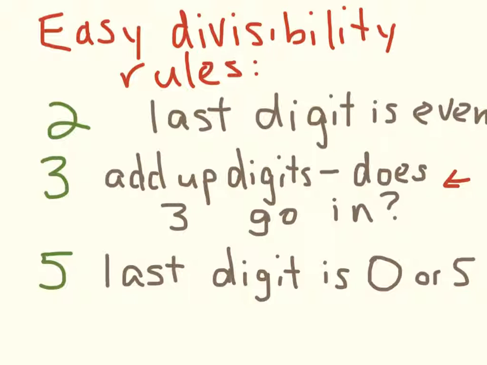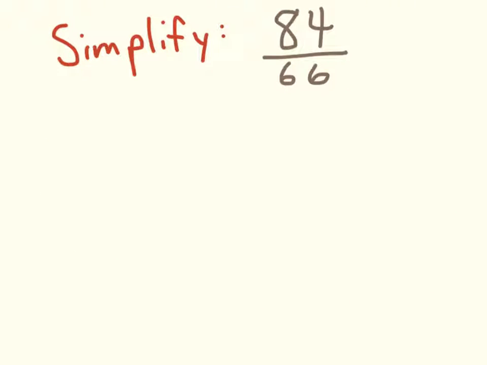So let's see how some of these simple ones, these rules about 2, 3, and 5, how that works. So for example, here's a fraction, 84 over 66. It's an improper fraction, and you can think about why. That would be because 84, the numerator, is bigger than 66. So that's one thing just to refresh your memory about improper fractions.